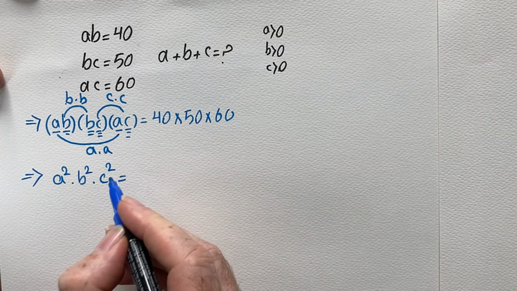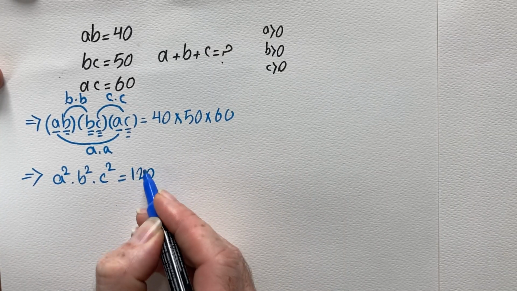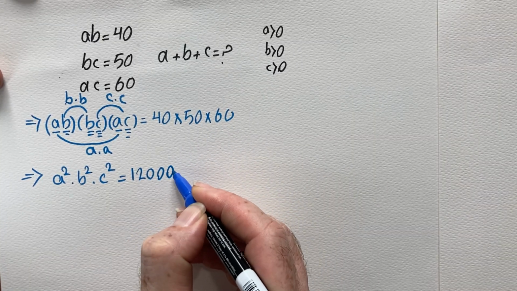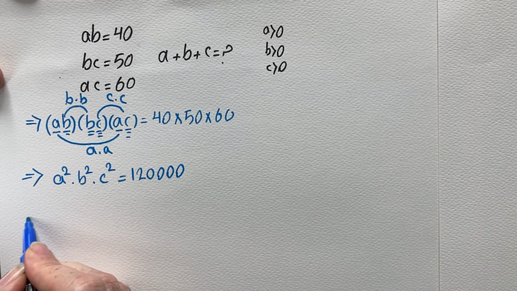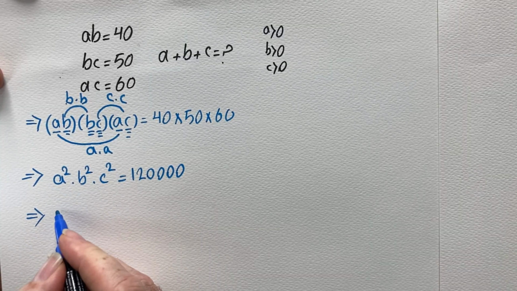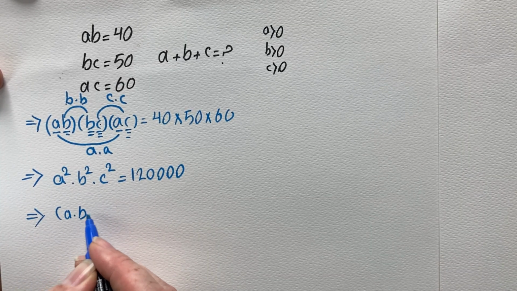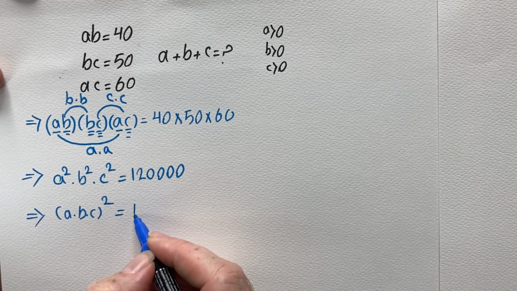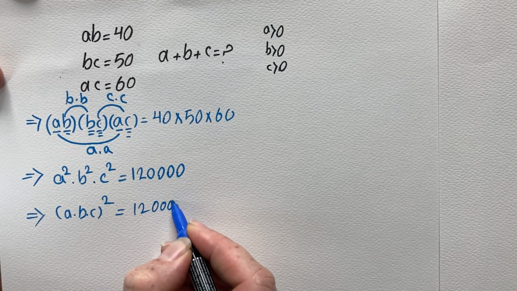20 times 6, 120. Also we have 1, 2, 3 zeros. I write it here. Next step. Let's see what is our left hand side. This is the same as A times B times C to the power of 2 equals 120,000.